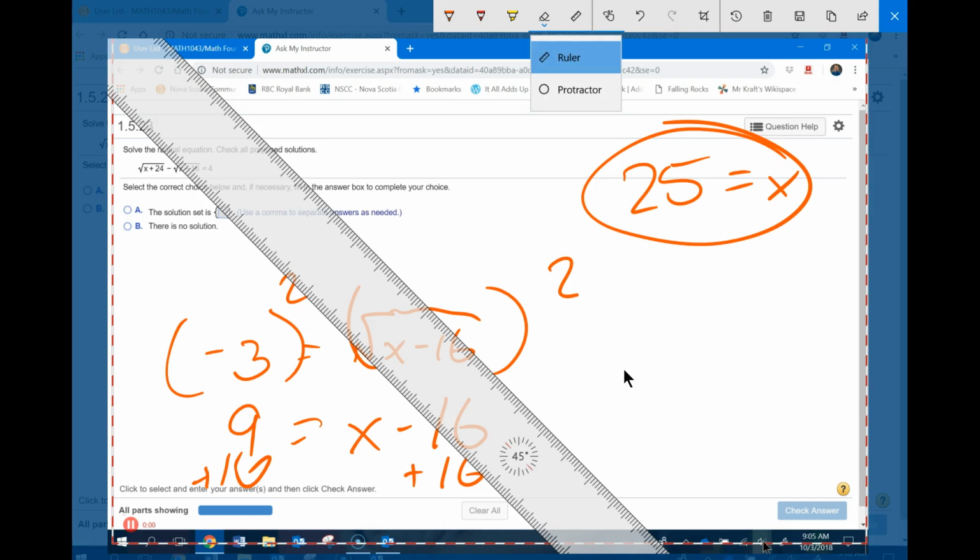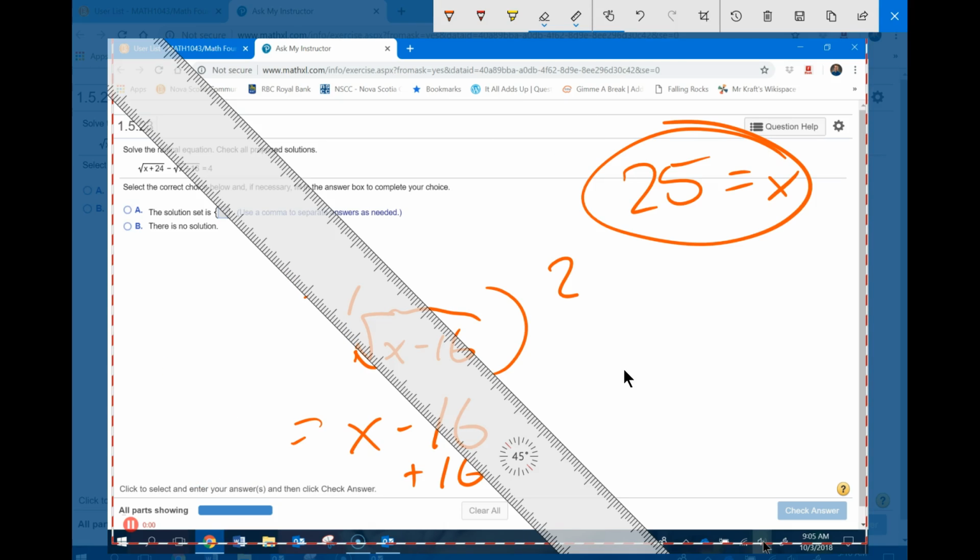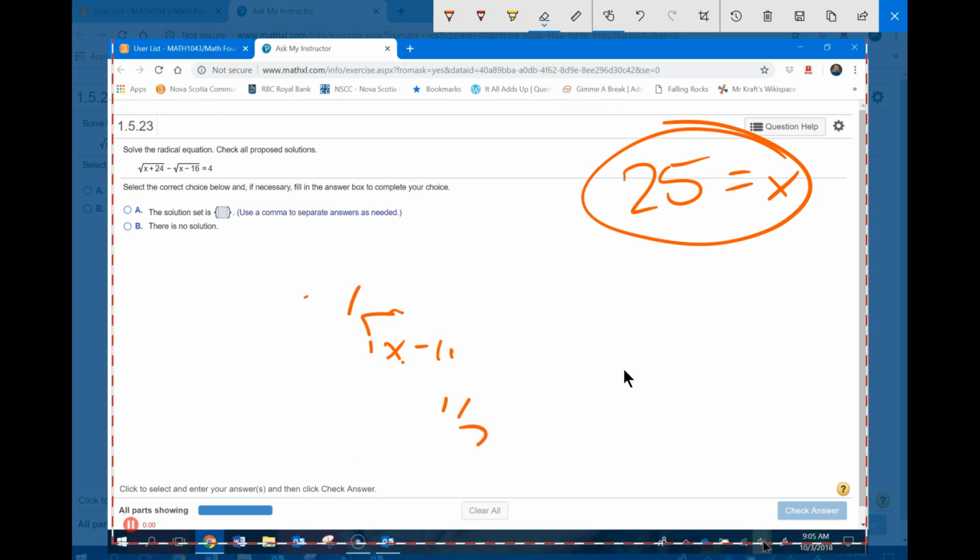I don't need a ruler. I guess I got one now. I need an eraser.